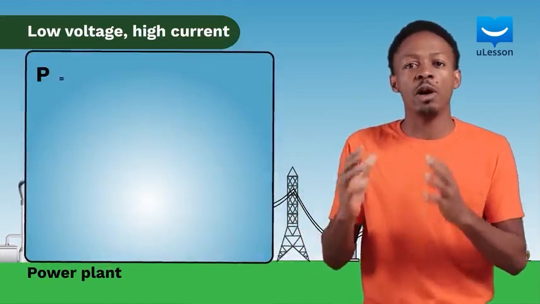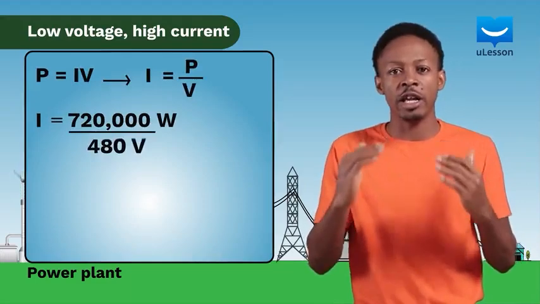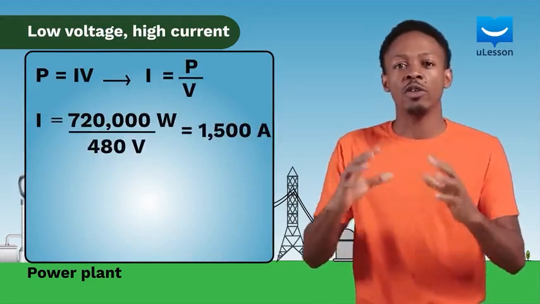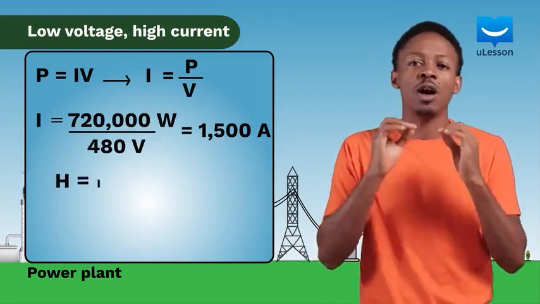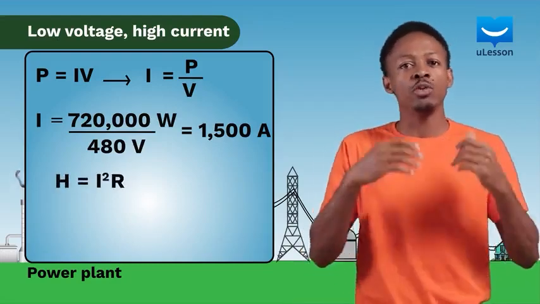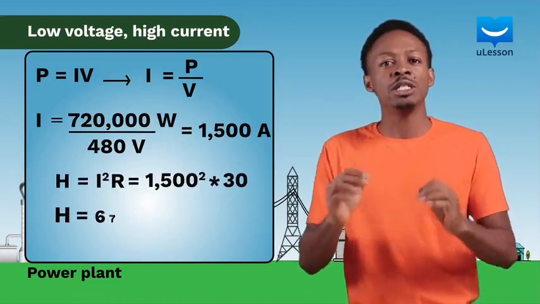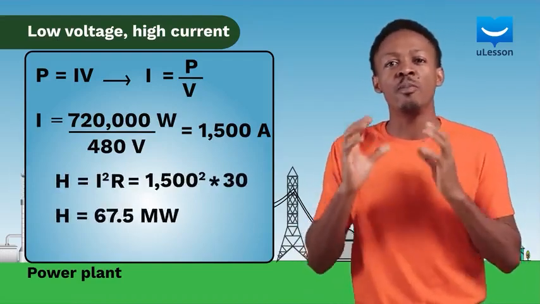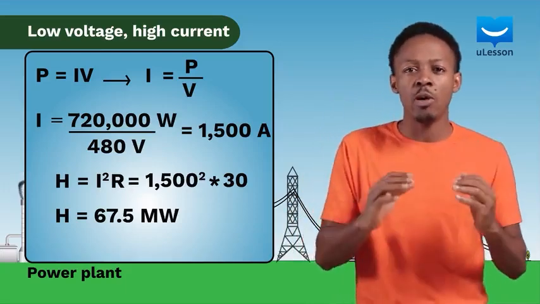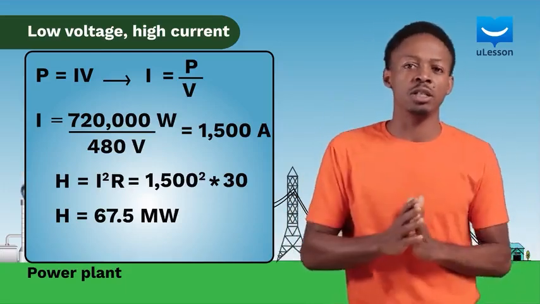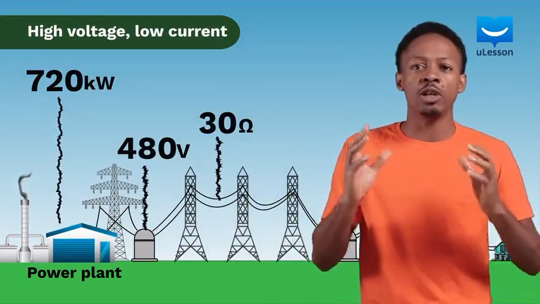The current will be power divided by voltage. So 720,000 divided by 480 is 1,500 amps. The total heat loss is given by H = I squared times R, which is equal to 1,500 squared times 30, which is 67.5 megawatts. And this is almost 100 times the generated power being wasted on heat. Not ideal. Now let us try a high voltage and low current scenario.